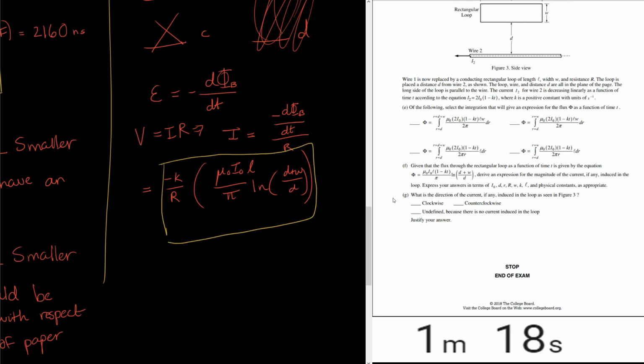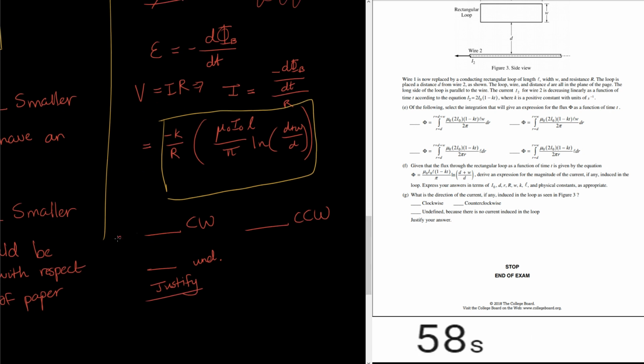What is the direction of current, if any, induced in the loop as seen in figure 3? Okay, so this is clockwise, counterclockwise, or undefined, justify. Alright, this is part G, this is part F.